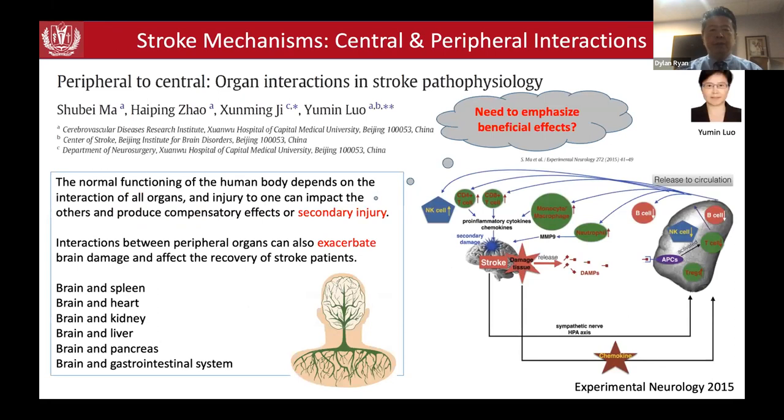So there's an article I found, this peripheral to central. They listed, after stroke, brain and spleen function, and heart, kidney, liver, pancreas, and GI. You can see the little picture here. The cerebral circulation has to be connected to the periphery, and they influence each other. In this article, they are emphasizing the bad things. After stroke, the pancreas will send more bad things to the brain and the kidney or nerve cells. There are good things too, right? So let me show you some of the good things from the liver.